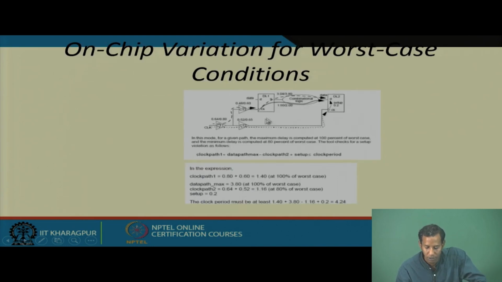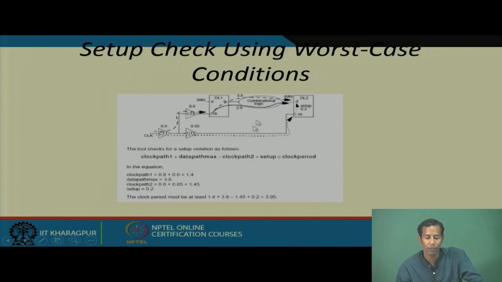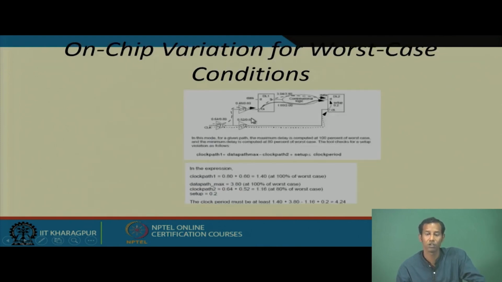So, minimum delay for the clock path 2 is this 0.52. So, 0.52 plus 0.64, that is 1.16, and setup is 0.2. So, the minimum clock period requirement at least will be 1.4 plus 3.8 minus 1.16 plus, so 4.24, which will be of this same case. So, in this particular case we are considering only single case, but in this case we are considering as well as best case as well as worst case.